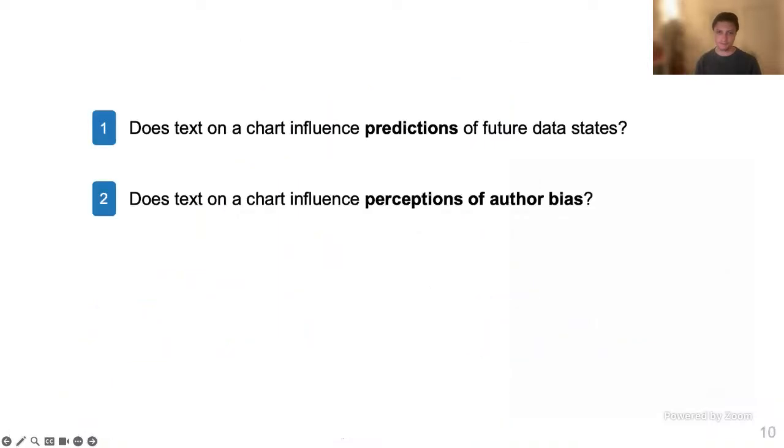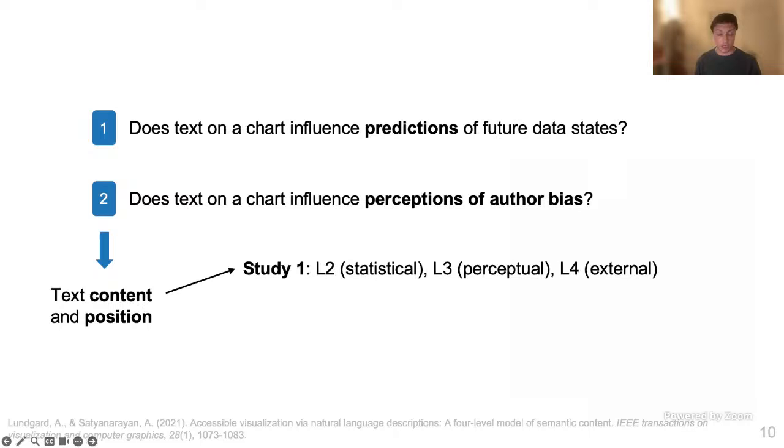And we conducted 2 studies, both examining these central research questions, one about predictions and one about perceptions of author bias. We also asked sub-questions about how variations in text content and position would affect predictions and perceptions of bias. So in study 1, we used the 4 semantic levels from Arvin's work and mostly focused on L2 through L4, which conveyed statistical, perceptual, and external information.